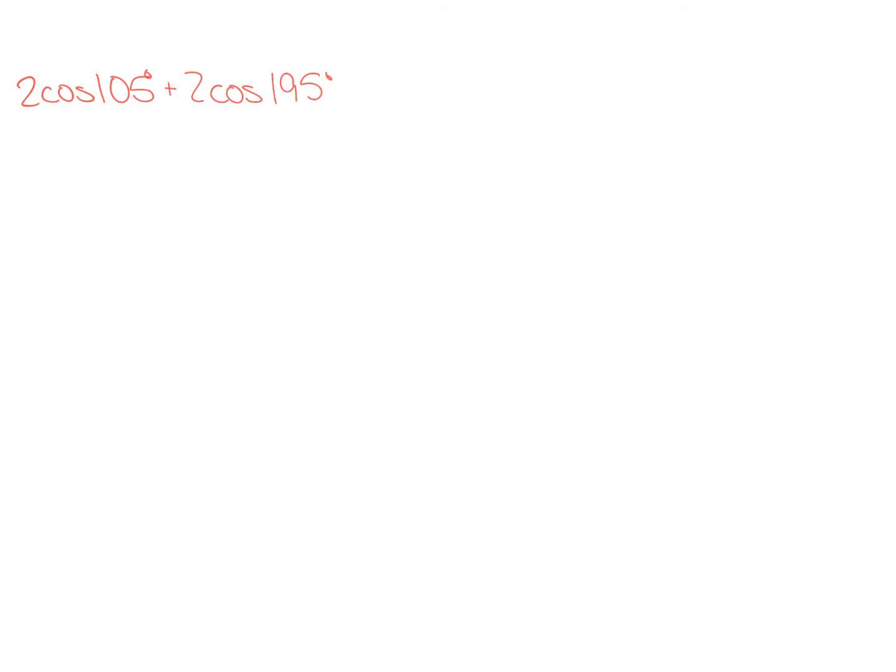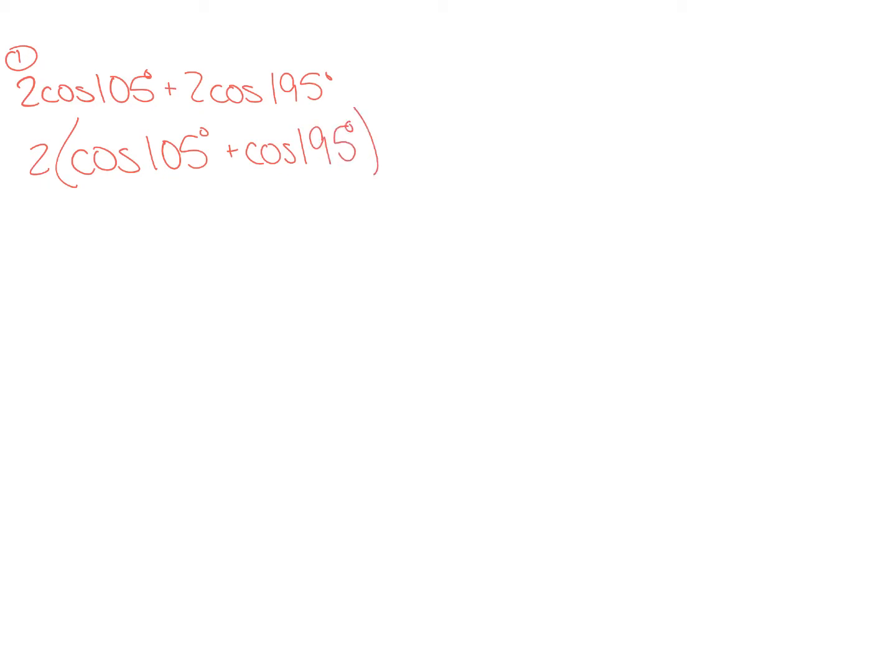So we'll just call it number 1. This is an example for going from sum to product formula. So the first thing that we want to look at is we have a 2 in both pieces. So I'm going to undistribute that 2 out. And we've got cosine of 105 plus cosine of 195.